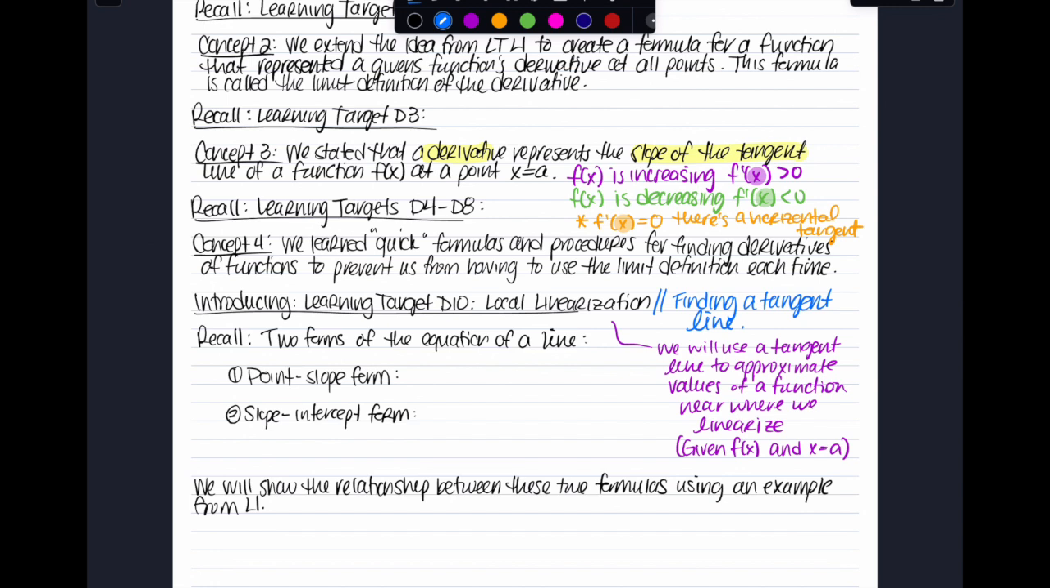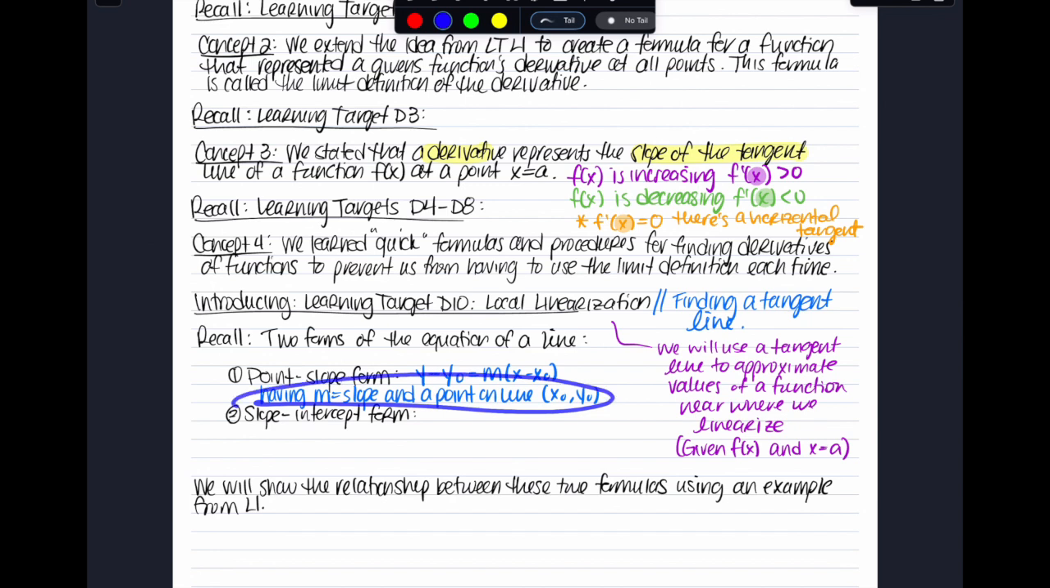The point slope form of the equation of a line requires you to find or be given the slope and a point on the line. The point on the line will denote x naught, y naught. So the point slope form of the equation of the line is y minus y naught equals m times x minus x naught.